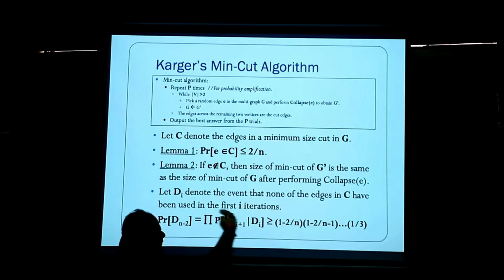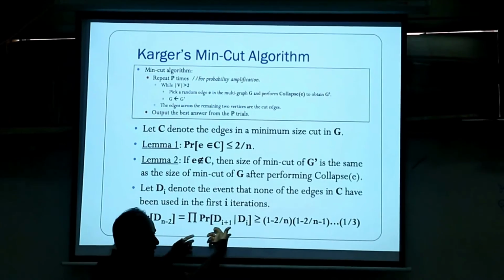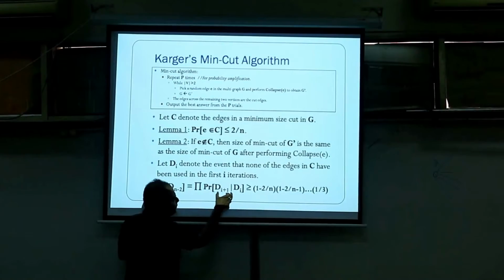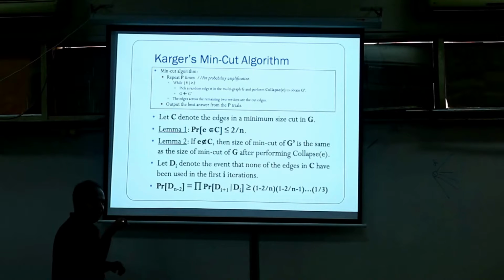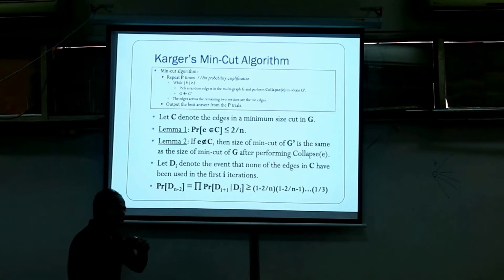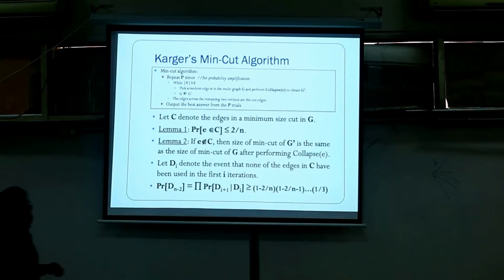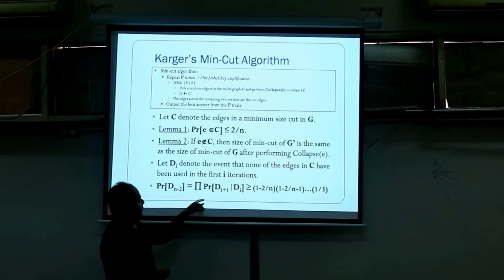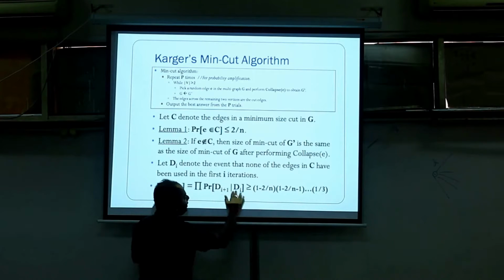We can write this probability as a conditional probability in this particular manner. It might be slightly tricky, but if you are familiar with conditional probabilities, then this should not be a big surprise. Let's just focus on probability D i plus 1 given Di. That means you have not used any edges from the min cut up till the ith step. Conditioned on that, you will not use any edge from the min cut in step i plus 1. What is that going to be?